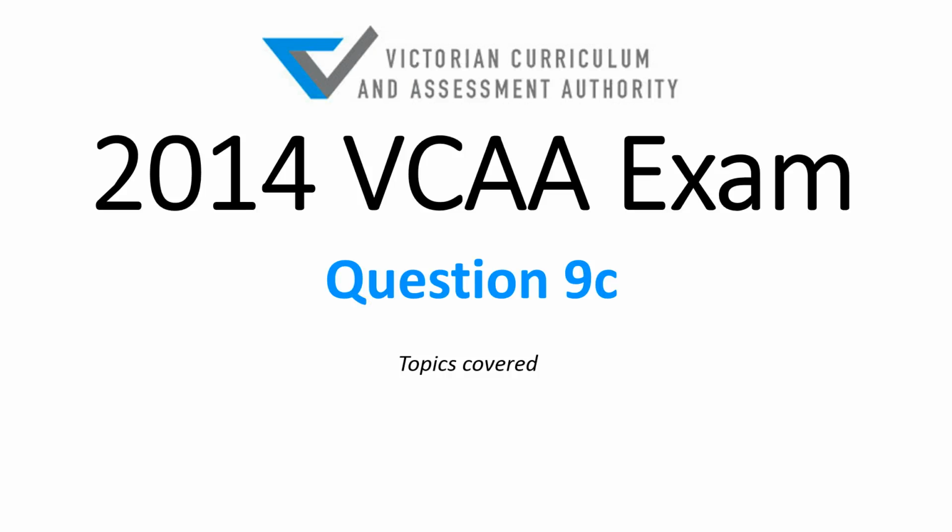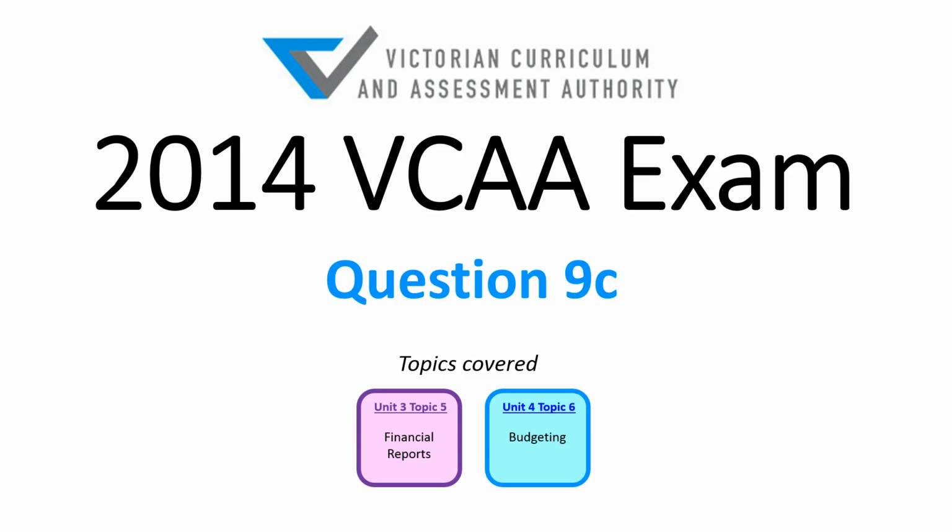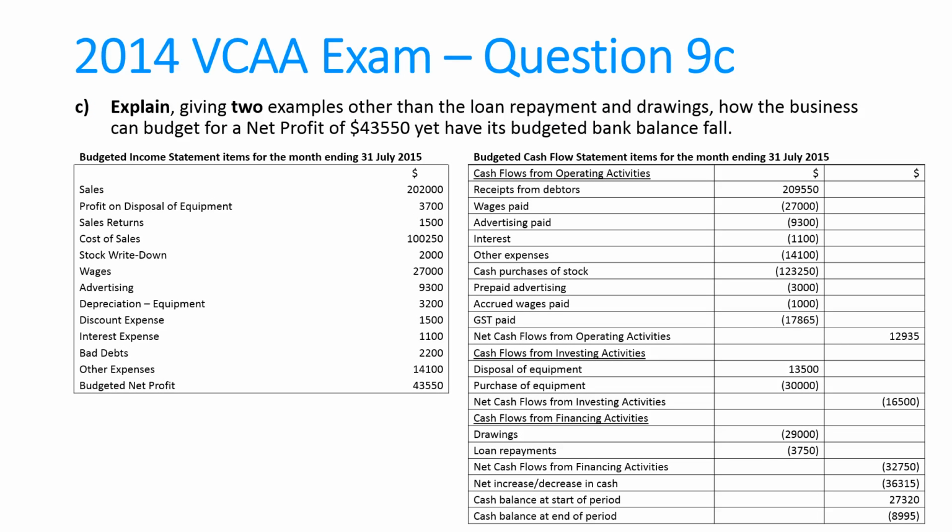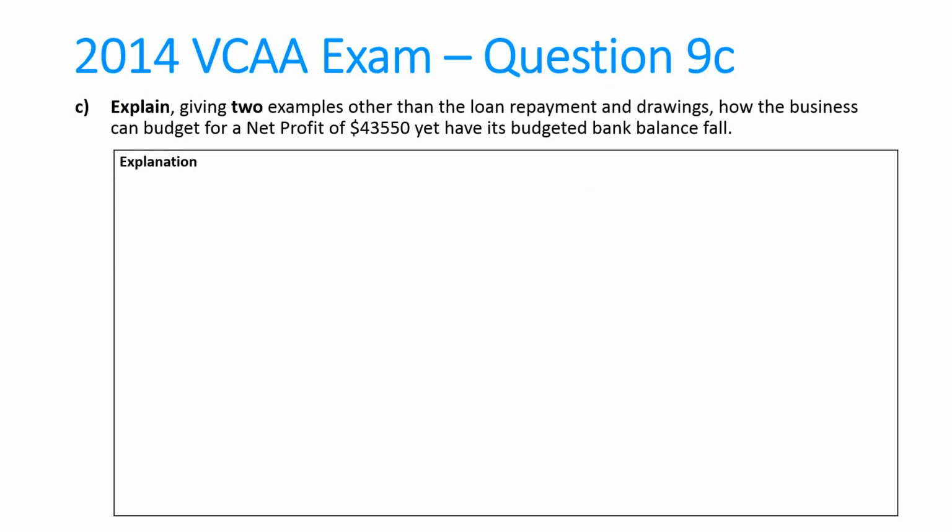The last part of question 9, which was again on budgeting, looked at the theory behind it a little bit. So what you were given was a budgeted income statement, and you were told that the budgeted net profit is expected to be a very healthy $43,550. But then you, in 9B, completed a budgeted cash flow statement which showed a net cash outflow of about $9,000. So what they want to know in this question is, how can there be a budgeted net profit of 43,000 yet a budgeted bank balance of negative 9,000?